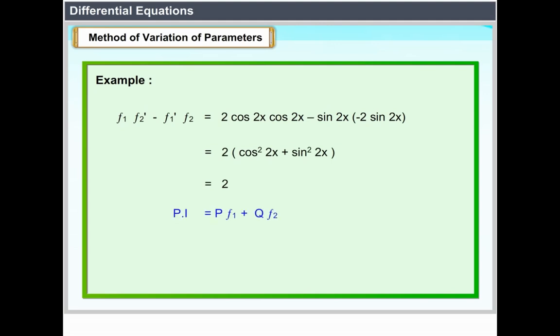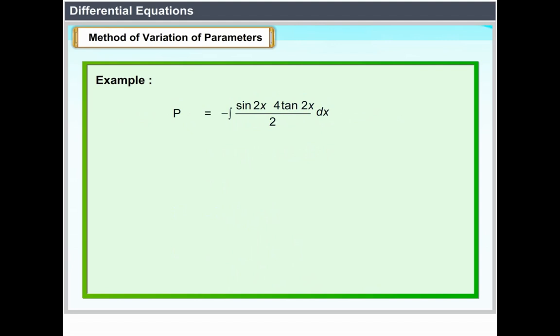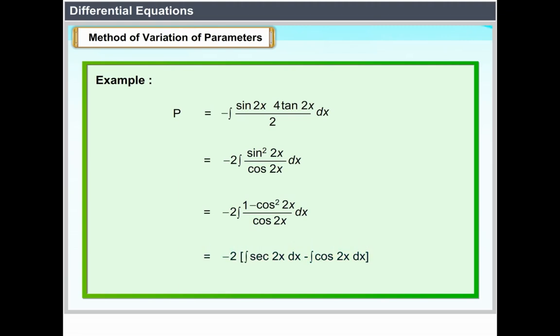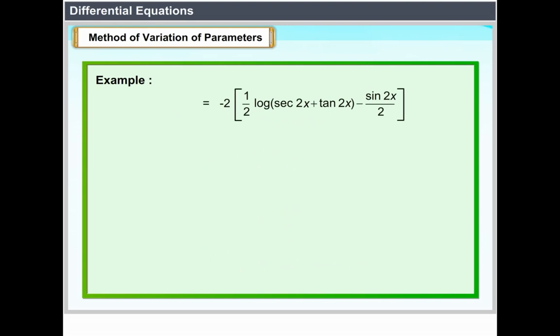PI = Pf1 + Qf2. P = −∫ f2 X/(f1 f2' − f1' f2) dx = −∫ sin 2x · 4 tan 2x/2 dx = −2 ∫ sin² 2x/cos 2x dx = −2 ∫ (1 − cos² 2x)/cos 2x dx = −2 [∫ sec 2x dx − ∫ cos 2x dx] = −2 [1/2 log(sec 2x + tan 2x) − sin 2x/2] = sin 2x − log(sec 2x + tan 2x).